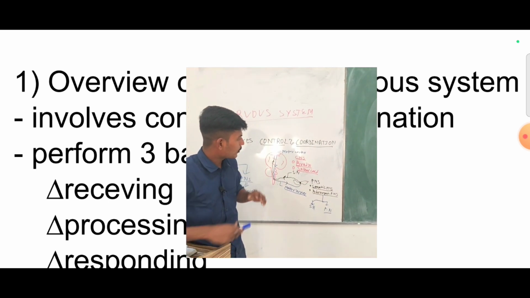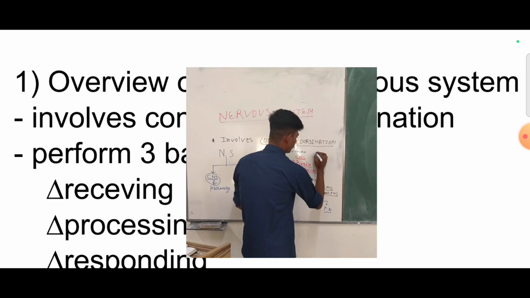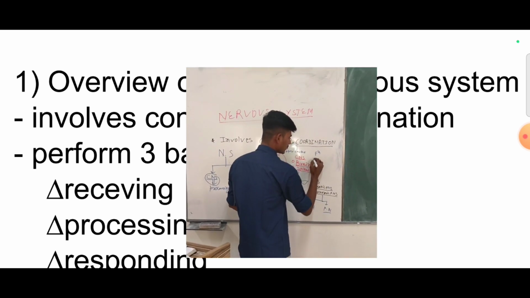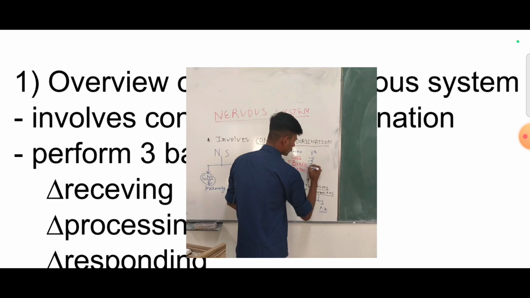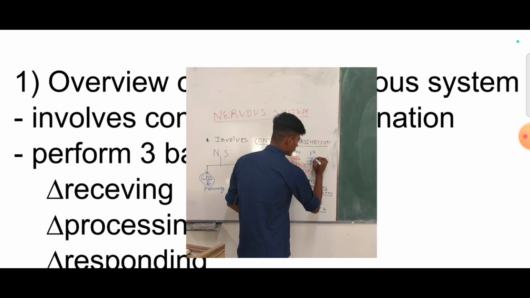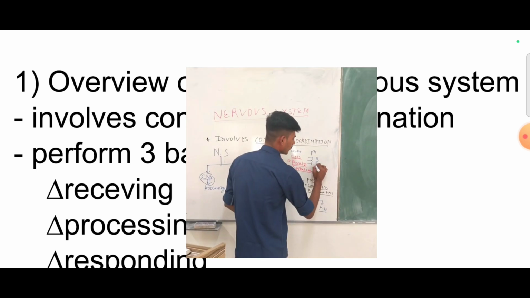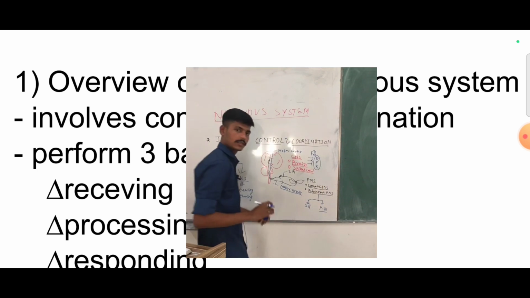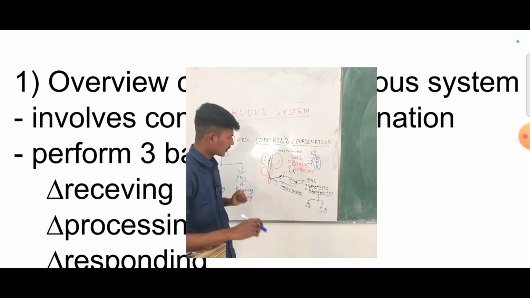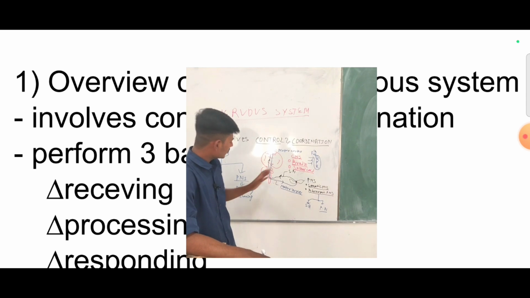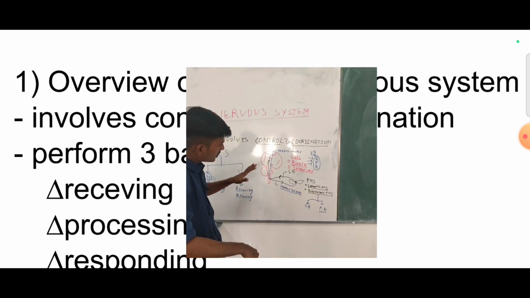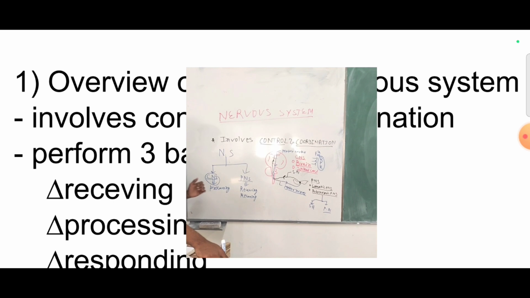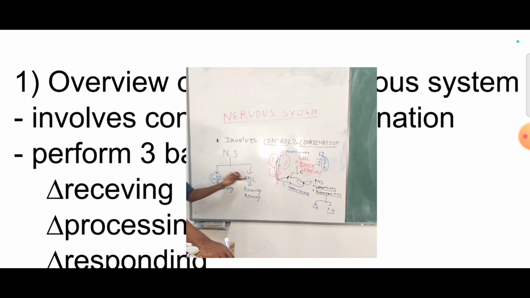So there are three processes you should keep in your mind, the functions the nervous system works on. First is receiving the information, processing the information, and responding to the information, RPR. That is the function of the nervous system, how our nervous system is working. Then we understood that for ease of study, the nervous system is classified as either central nervous system or peripheral nervous system.